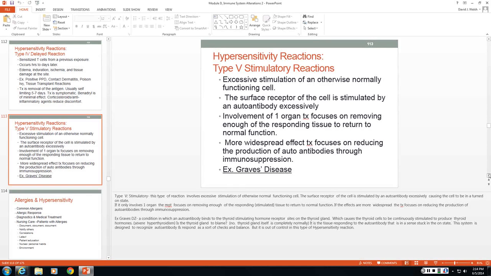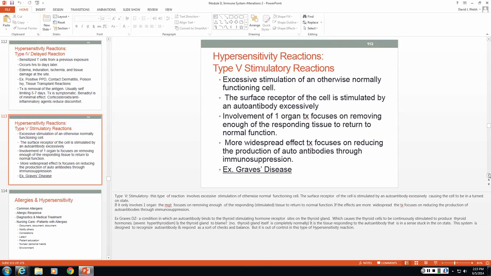And if the effects are widespread, then the treatment focuses on reducing the production of autoantibodies through immunosuppression. So an example of this would be like Graves' disease, a condition in which the autoantibody binds with the thyroid-stimulating hormone receptor sites on the thyroid gland, which causes the thyroid cells to be continuously stimulated to produce thyroid hormones, which causes severe hyperthyroidism.